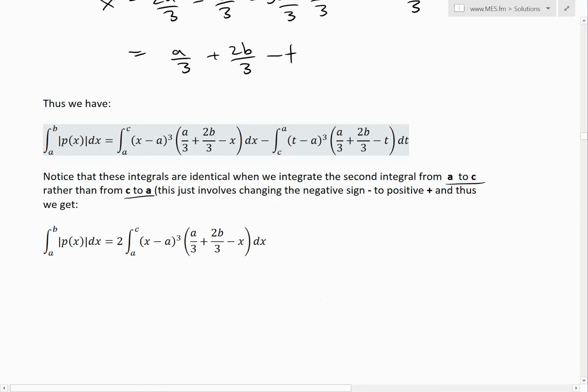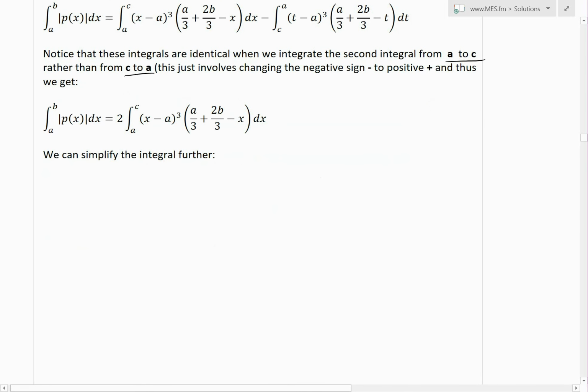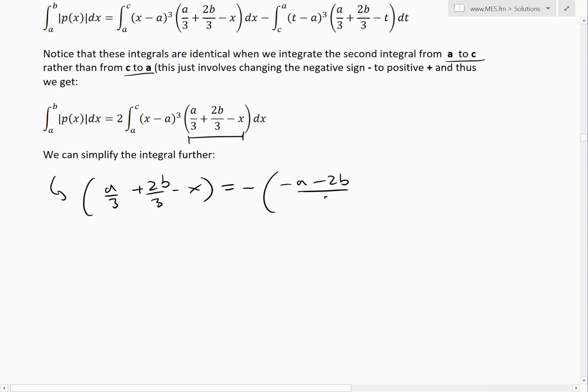So we have this. And now we can simplify this integral even further by looking at this part right here and simplifying that: a over 3 plus 2b over 3 minus x. First take the negative out of it, so right here we have negative a, 2b over 3, and the negative x is going to be positive because we took the negative out.